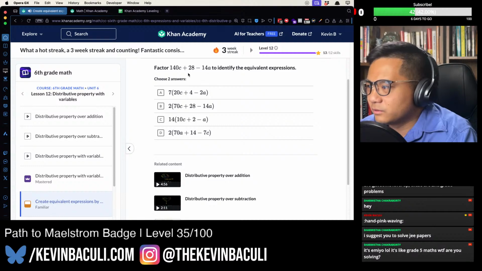Factor to identify. So we could do 14, which is going to be 10, 2, and 8, 1. And then if we factor out a 2, well, that's 70, 14. Yes, attention to detail. Oh, factor out a 7. There we go.